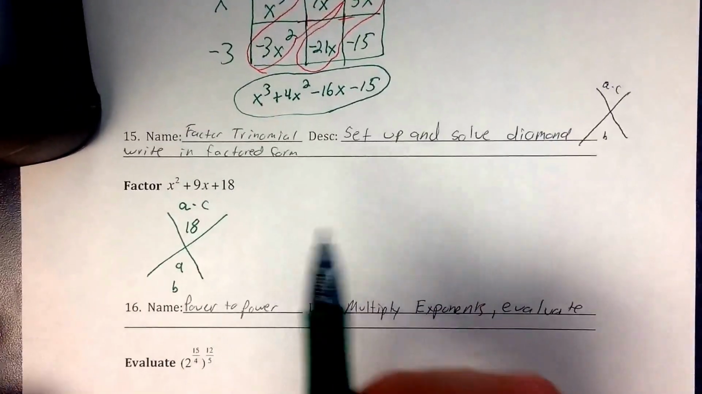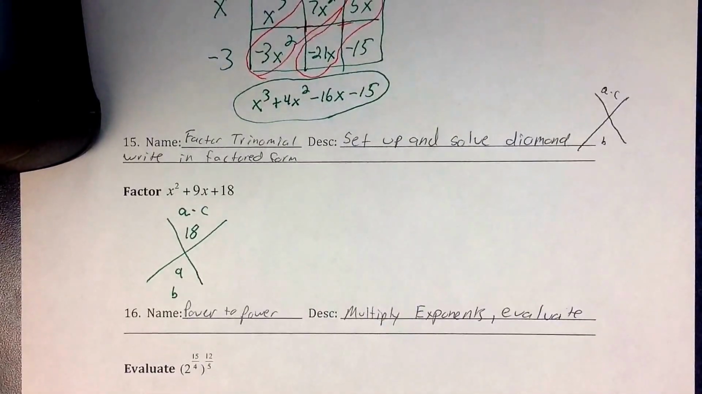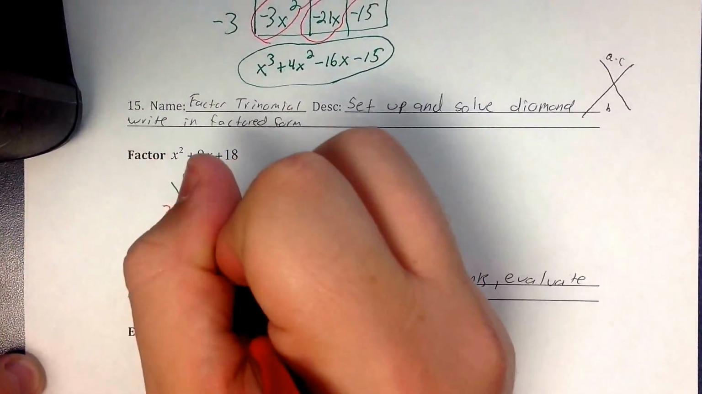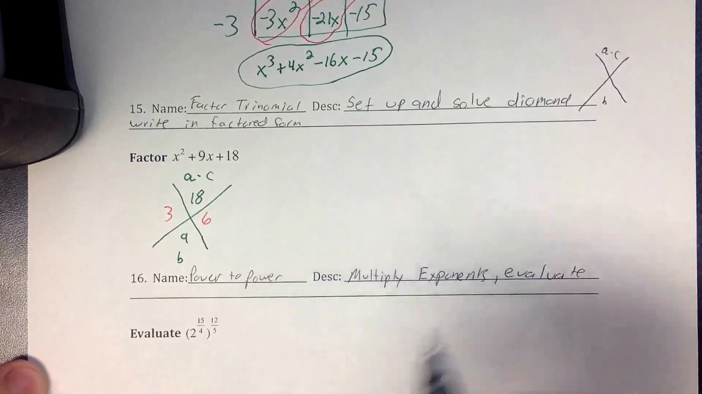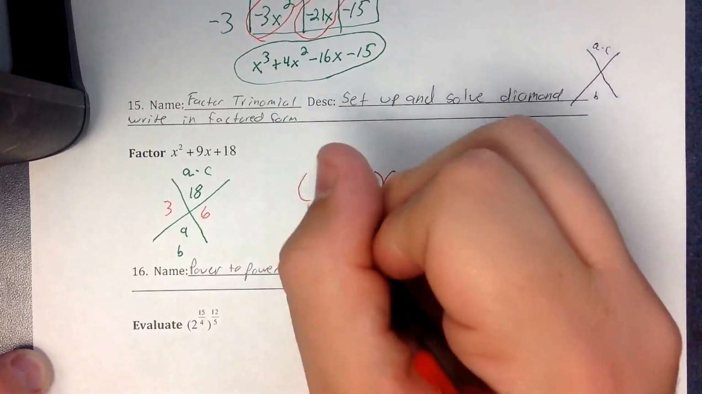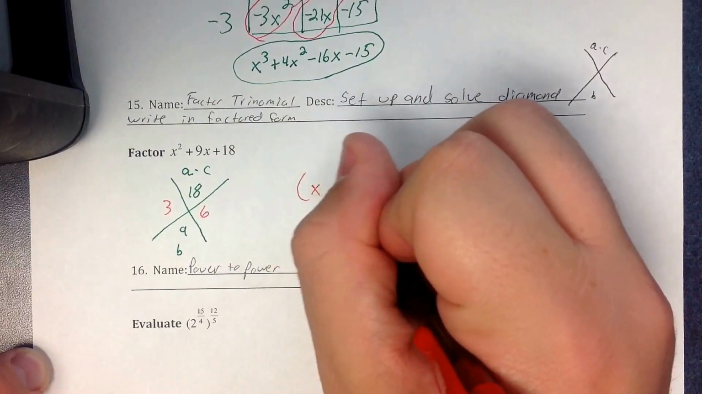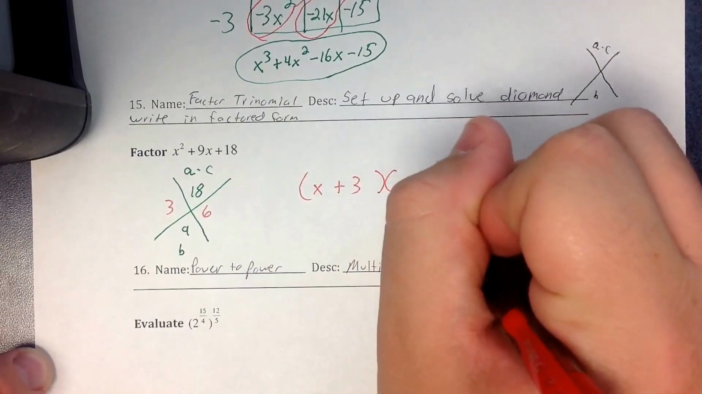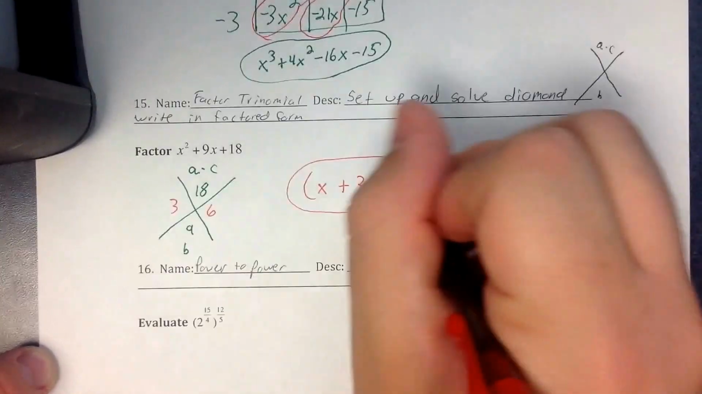Then my 2 numbers that multiply to get 18 and add to get 9 would be 3 and 6. So then my answer in factored form would be x, since the 3 is positive, plus 3, and x, since the 6 is positive, plus 6.